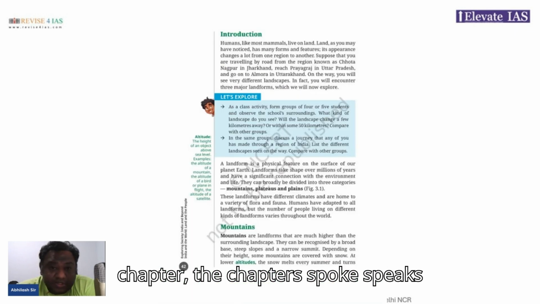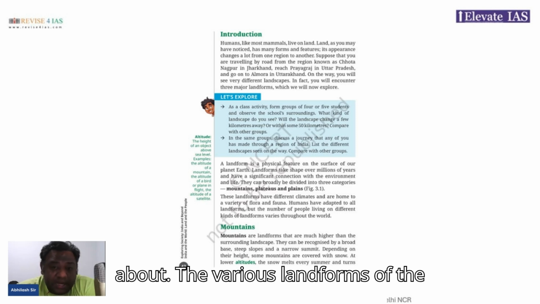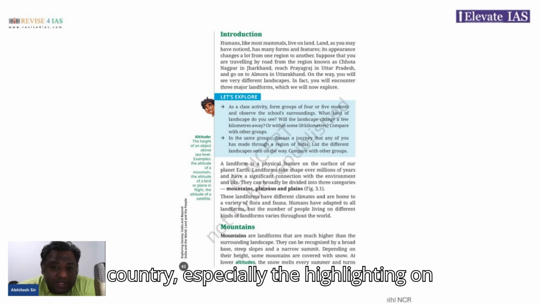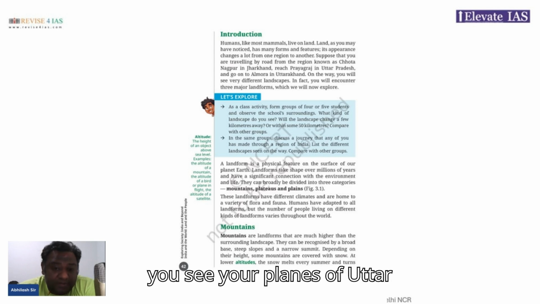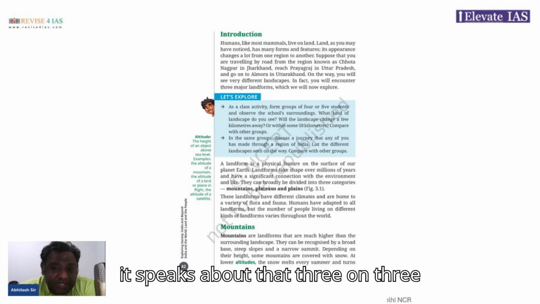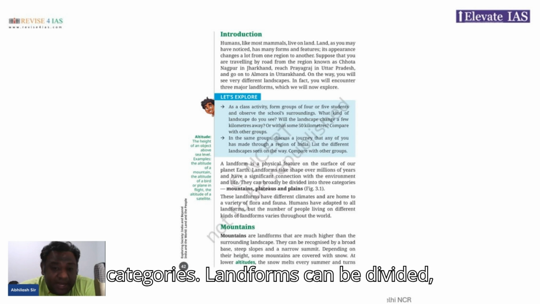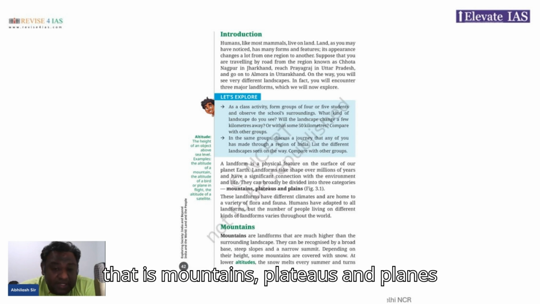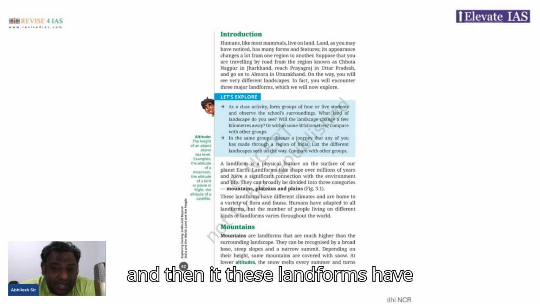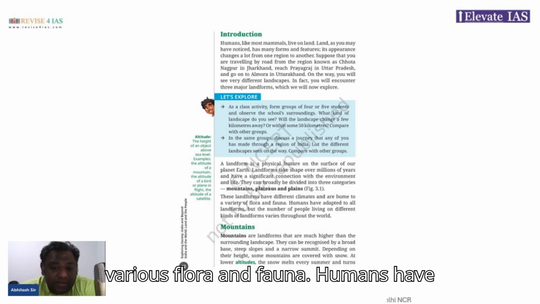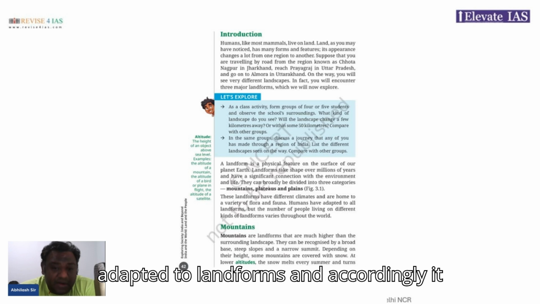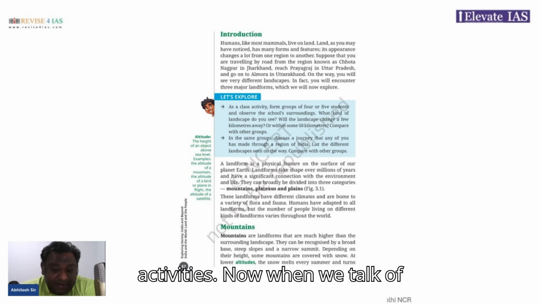The chapter speaks about the various landforms of the country, especially highlighting the Chota Nagpur in Jharkhand. Then when you see the plains of Uttar Pradesh, the Gangetic Plains, it speaks about that landforms can be divided into three categories: mountains, plateaus, and plains. And then these landforms have different climates, and these are home to various flora and fauna. Humans have adapted to landforms, and accordingly it has affected their culture and activities.